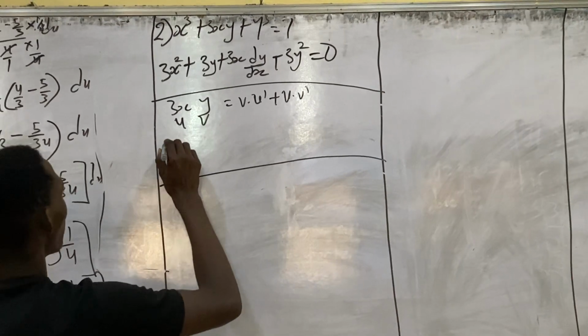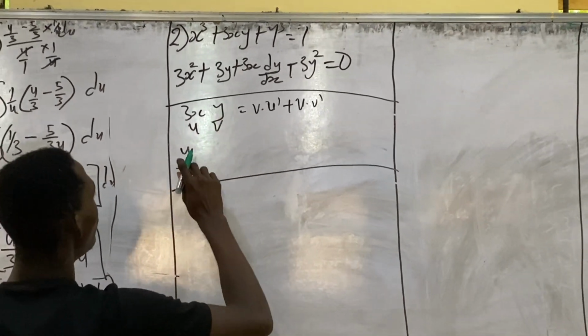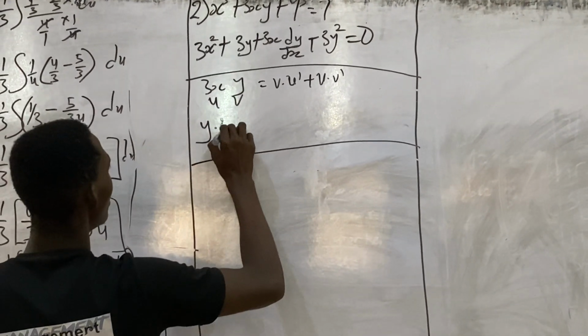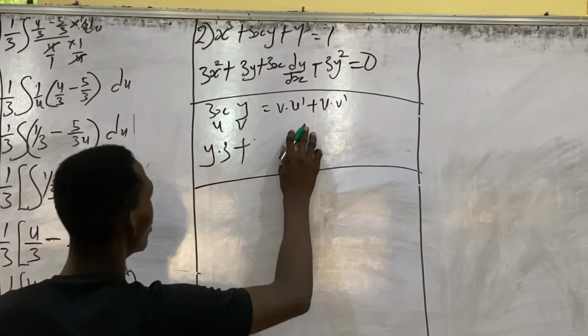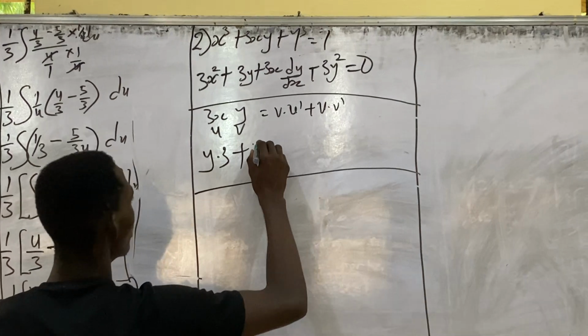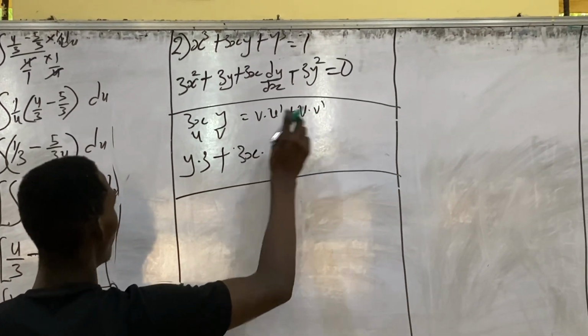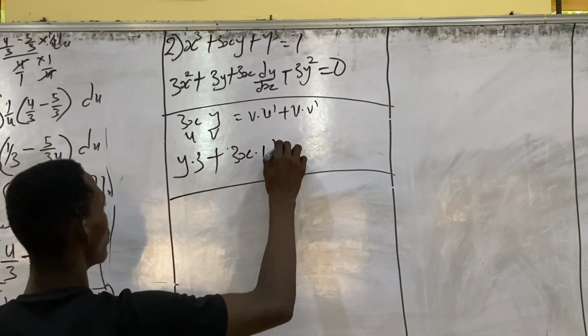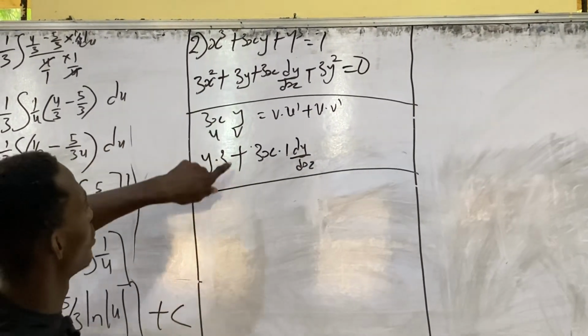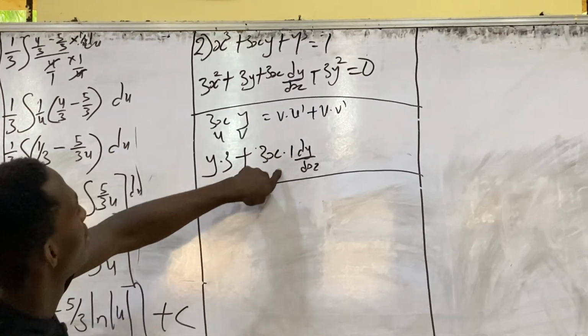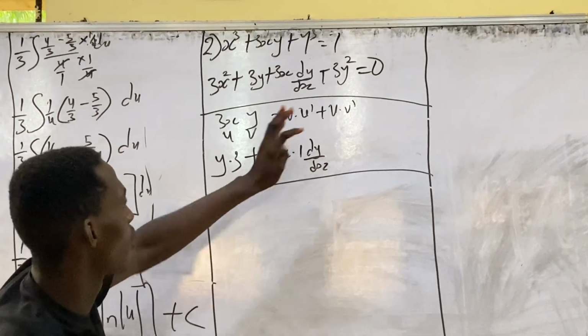So our v here is y. Our u derivative is what? 3. Plus our u rather is what? 3x. Times our v derivative is what? 1 times dy over dx. That is why we arrive at this, to give you 3y plus 3x dy dx. That is why we arrive at that.